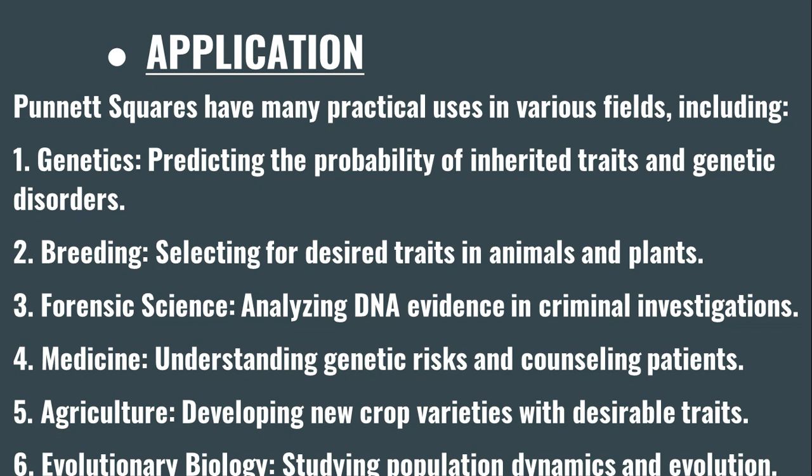So it's also used in agriculture, to develop new crop varieties and desirable traits. So to know the variety of crop to plant, the desired crop to plant. So we also use Punnett squares in the application for agriculture.